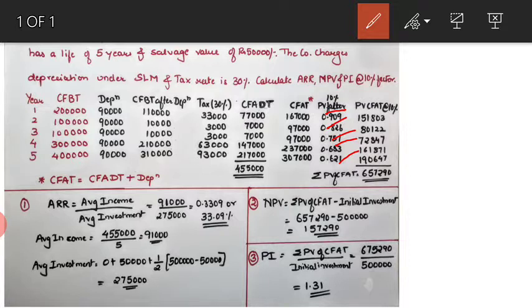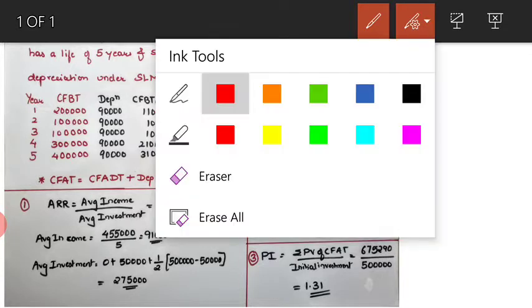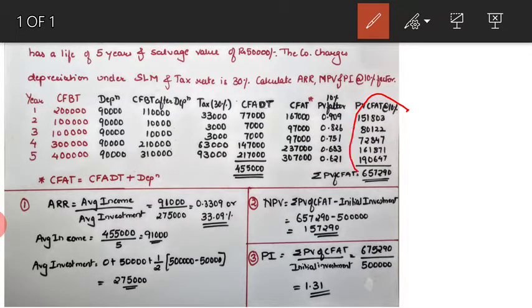Once you get the present value factors, multiply the factors with the cash flows after tax. So 1,67,000 into 0.909 gives you 1,51,803. 97,000 into 0.826 gives you 80,122. Again 97,000 into 0.751 gives you 72,847. Then 2,37,000 into 0.683 gives you 1,67,871. And 3,07,000 into 0.621 gives you 1,90,647.